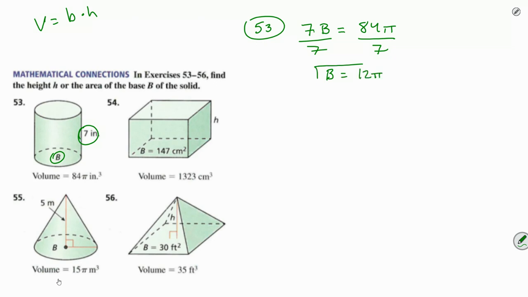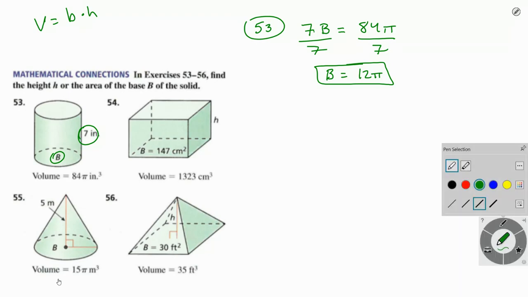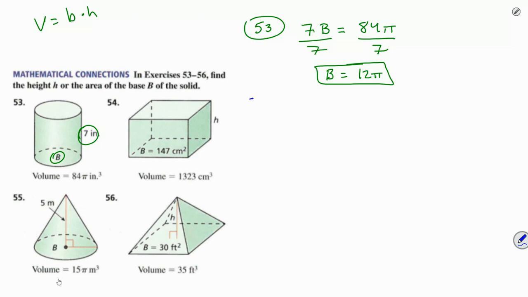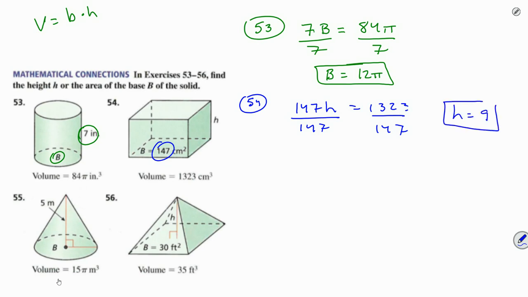We want to keep the pi symbol now. If it's in terms of pi, we're going to keep it in terms of pi unless we have a reason to cancel it. On 54, we take the area of the base, 147, times the height, h, equals 1323. From there, we'll do the inverse operation, so we'll divide both sides by 147, 1323 divided by 147, and we'll get h equals 9.